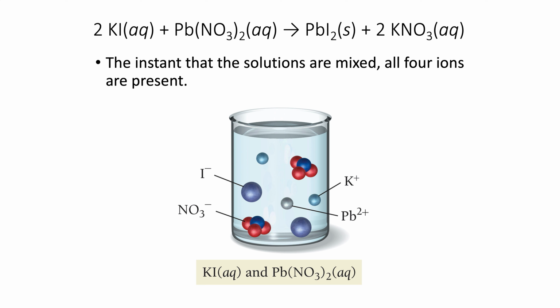When you mix them together, the ions are floating about, and any positive ion could combine with any negative ion. But if the potassium combined with the iodide, that wouldn't be a reaction. And we did that in the last set of slides when we showed how to predict what the products were. The only thing that would be a reaction would be if the potassium goes with the nitrate and the lead goes with the iodide.